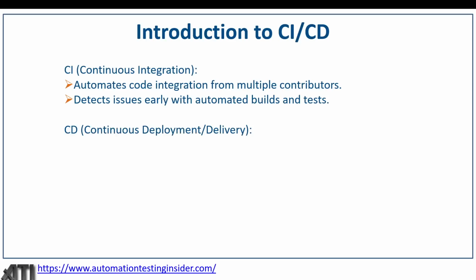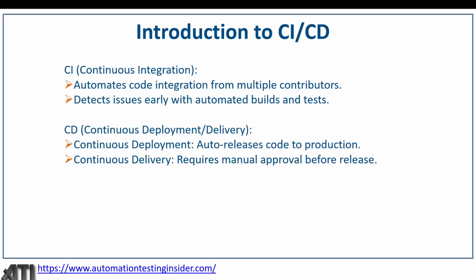Continuous deployment and delivery. If we talk about continuous deployment, it auto-releases the code to production, right? That is nothing but continuous deployment. So whenever there are changes, and once it is integrated to the staging environment, and if everything goes well, we go for the deployment. Continuous delivery, on the other hand, requires some manual approval before the release into the production environment, right? So let me give an example so that you can understand better.